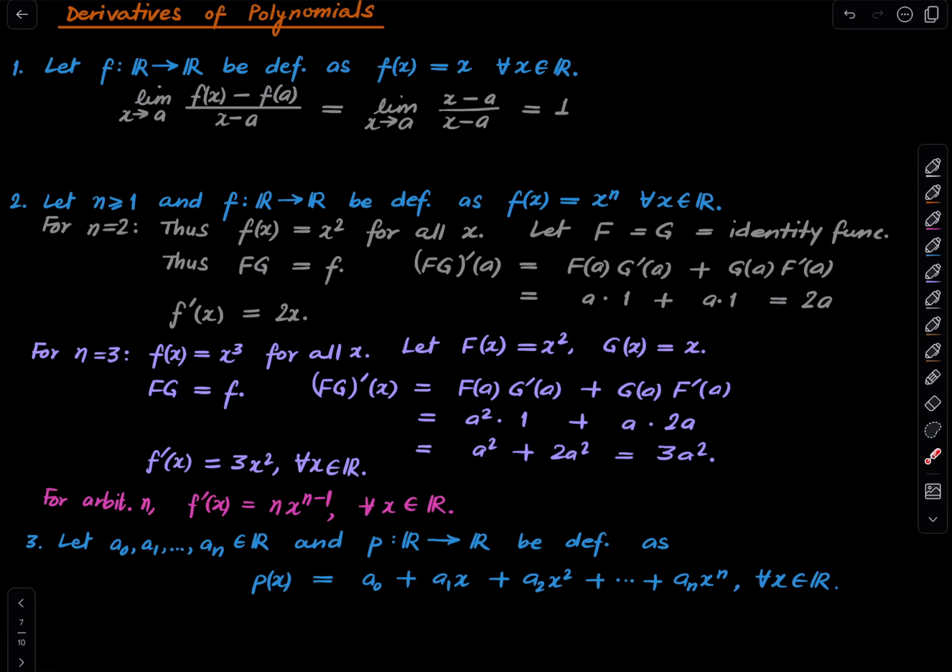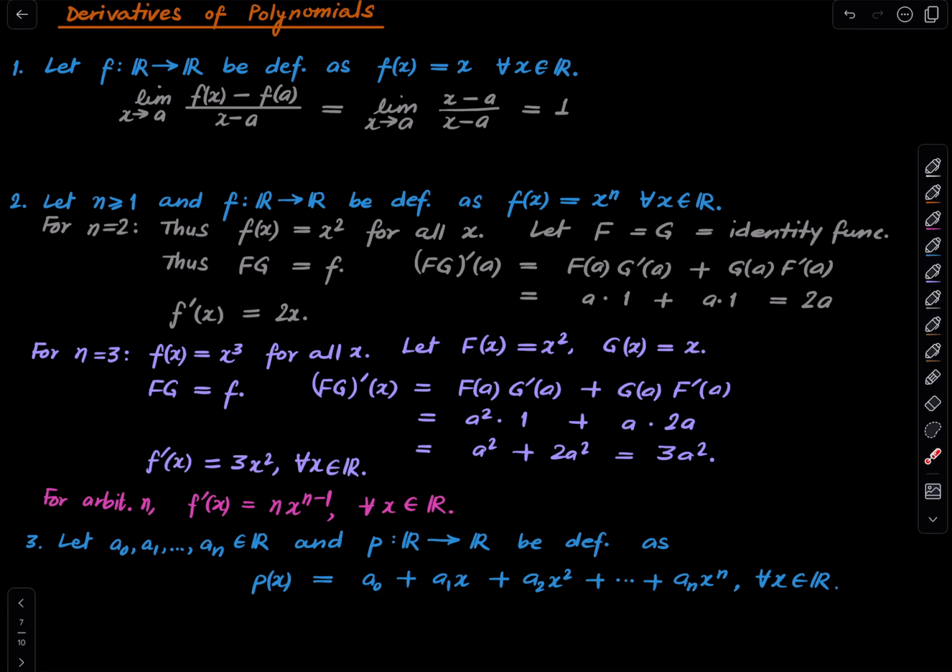Okay. Now what about a polynomial? So fix n plus 1 real numbers, and define this function which takes x to that expression. Such a thing is called a polynomial. I'm sure we visited this before. What about the derivative of this? Well, we know the derivative of the individual things, right? The derivative of this is 0 because that is a constant function. This is just a1, the derivative of this we know, and so on and so on.